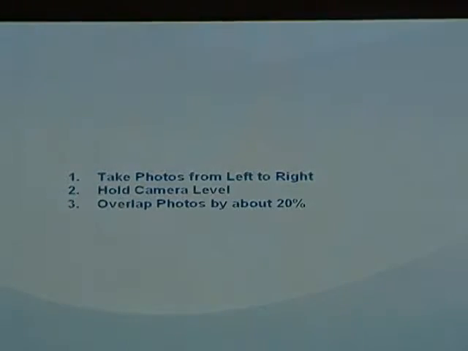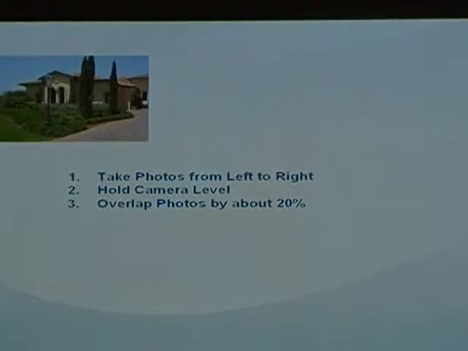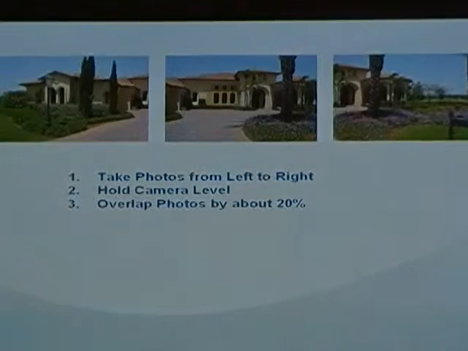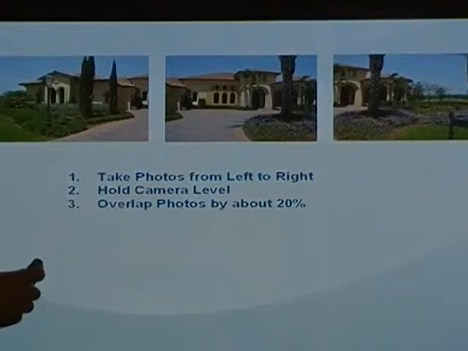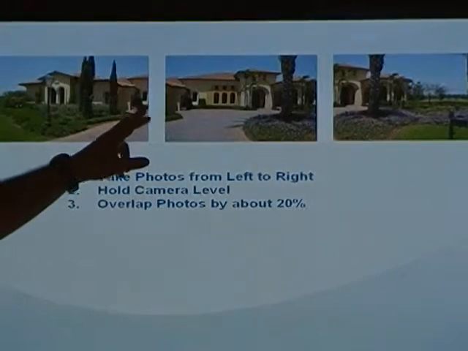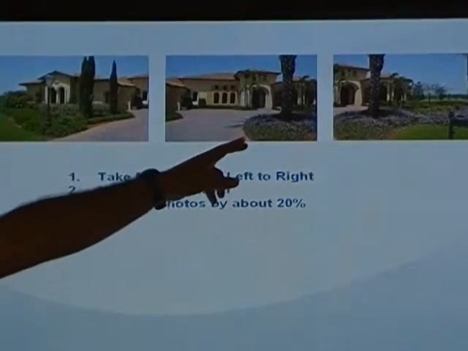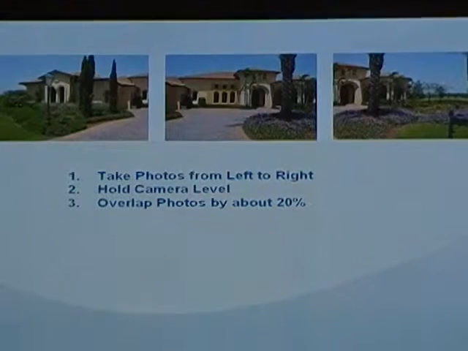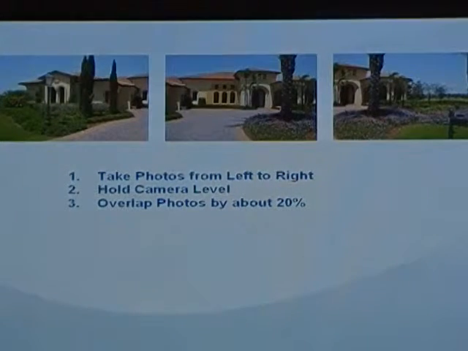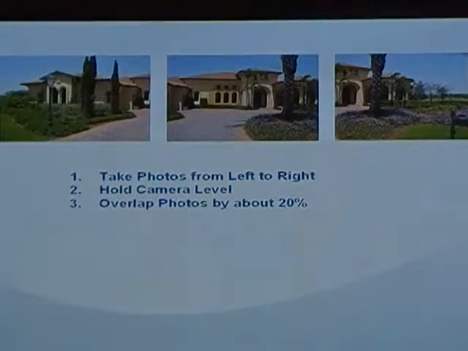The other thing that she did is she always takes the photos from left to right, holds the camera level, and overlaps the pictures about 20%. So you can see this window right here is the same window right here. That tree right there is the same tree right there. When you're doing pictures inside the house, for example, and I take a picture here, maybe there's a lamp right there, I want to make sure the lamp shows up in the next picture as well. If I have a front door there, I want to make sure the front door shows up in the next picture as well.